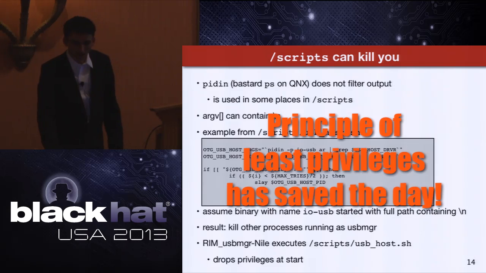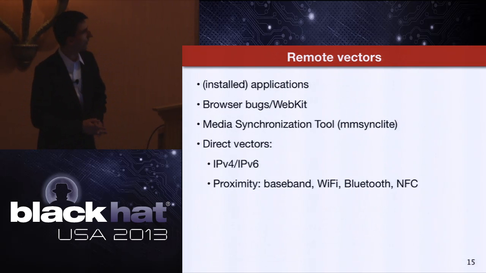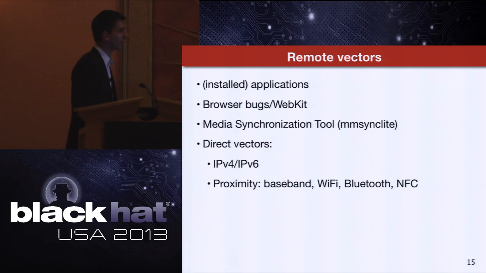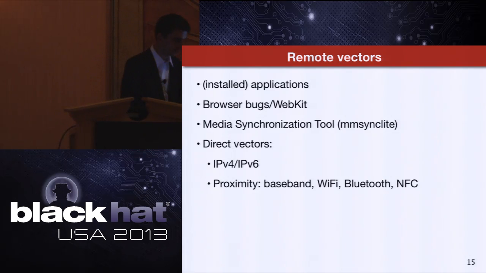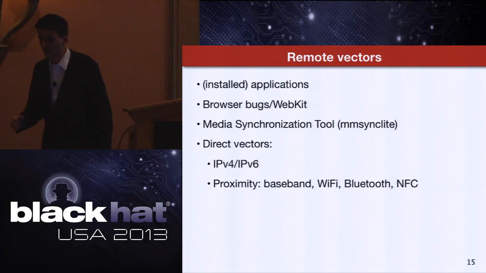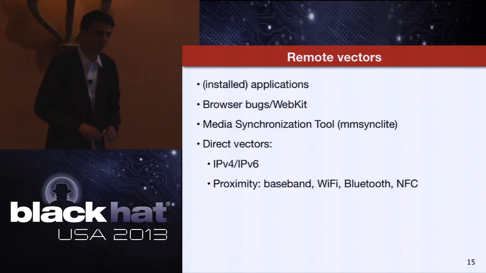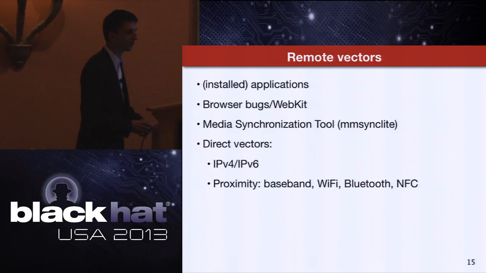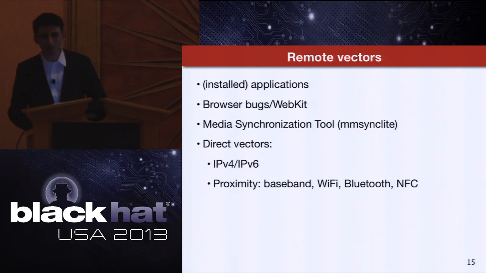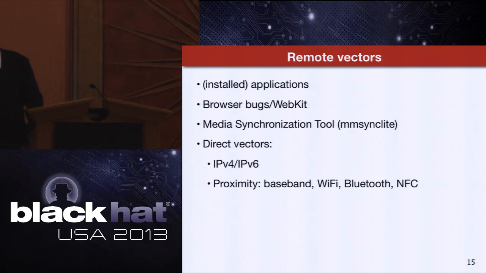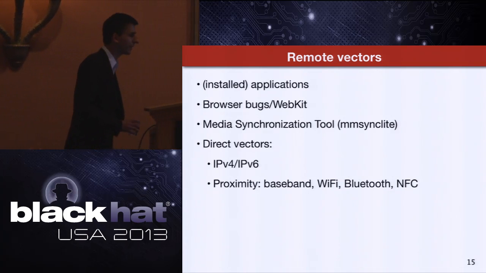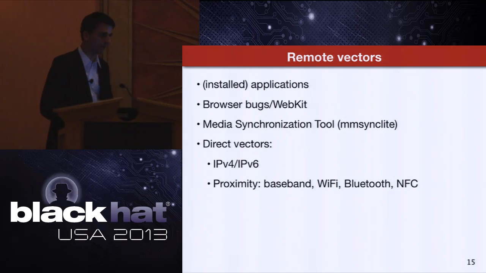Okay, so let's look at the remote vectors. Obviously you have the installed applications, you have browser bugs and WebKit. If you just look at the version of WebKit that they're using on the platform you're attacking, and then you look at trunk, and then you look at all the test cases that are in WebKit trunk for reproduction of various memory corruption vulnerabilities, that way you can easily find something. And they work without problems on that platform.